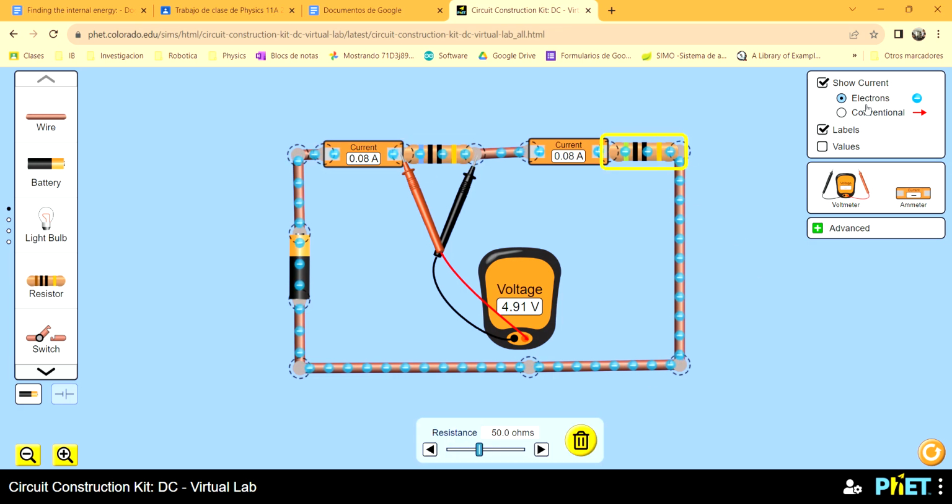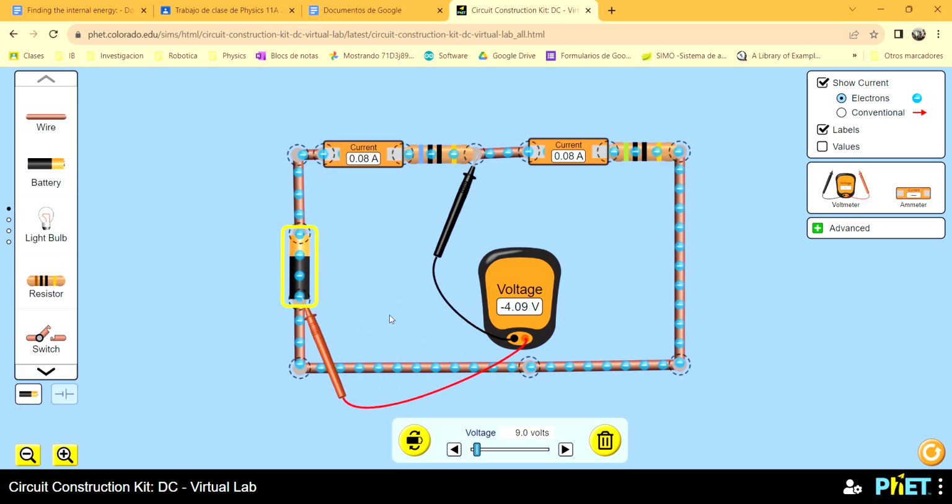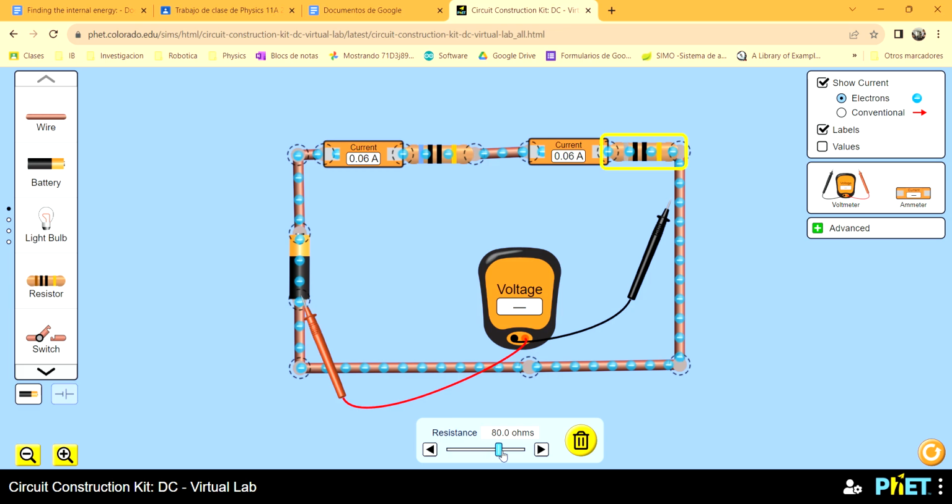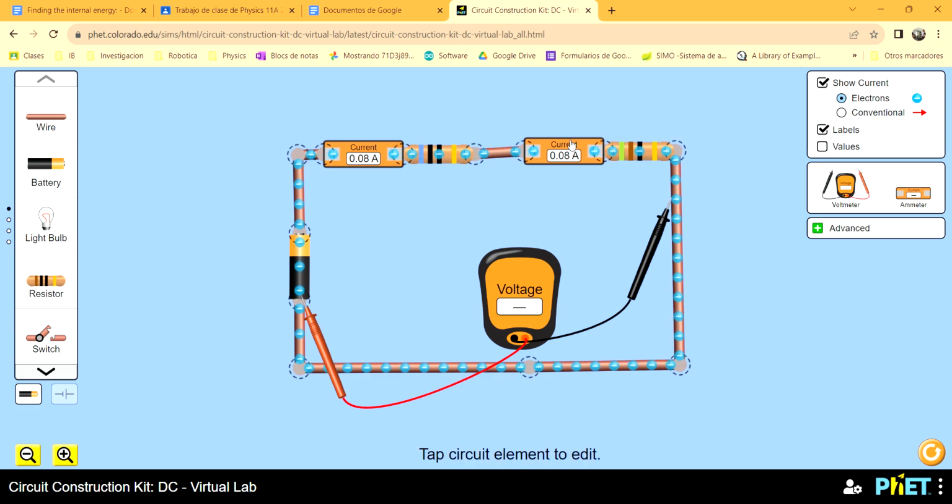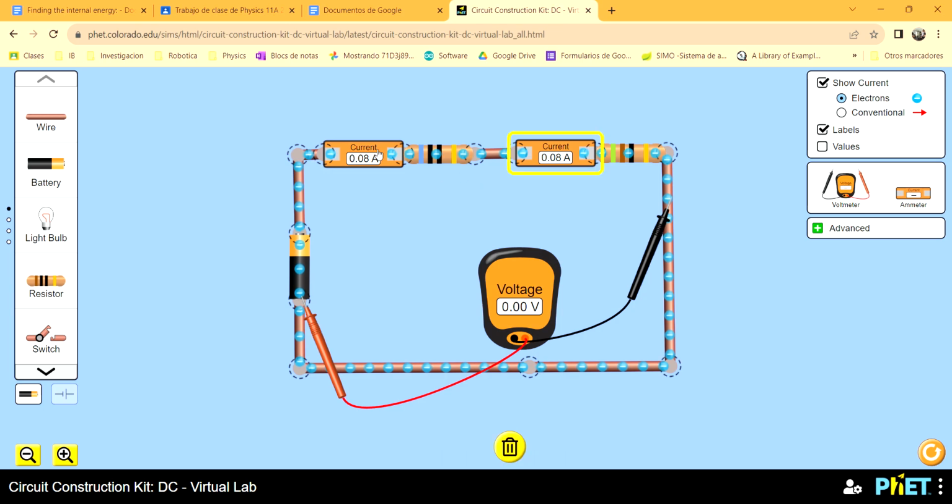So if you add this voltage, then you find the total voltage that is given by the source. And if I increase the resistance of one of them, look at the current, it will decrease. And another important thing is that the current is the same. That is a special property of a series circuit.